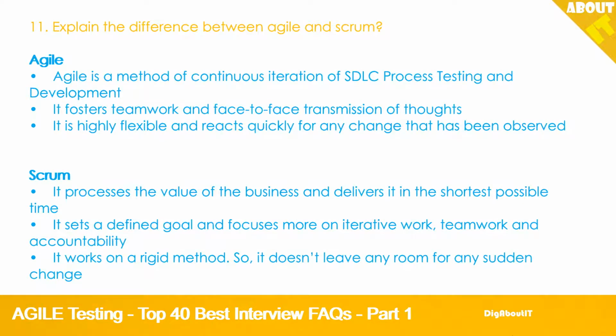11. Explain the difference between Agile and Scrum. Agile is a method of continuous iteration of SDLC process testing and development. It fosters teamwork and face-to-face transmission of thoughts. It is highly flexible and reacts quickly to any change that has been observed. Scrum processes the value of the business and delivers it in the shortest possible time. It sets a defined goal and focuses more on iterative work, teamwork and accountability. It works on a rigid method, so it doesn't leave any room for any sudden change.